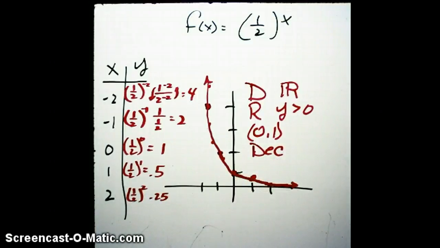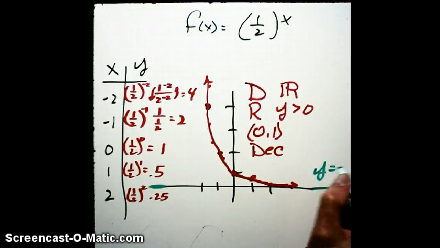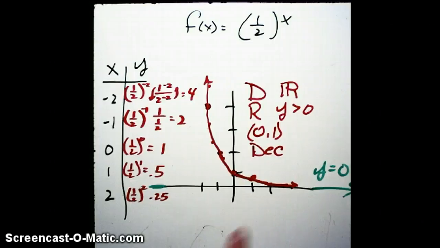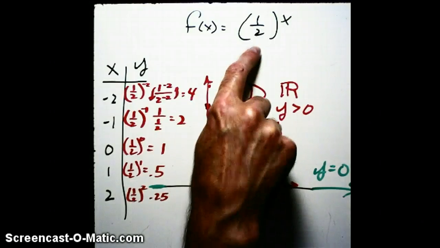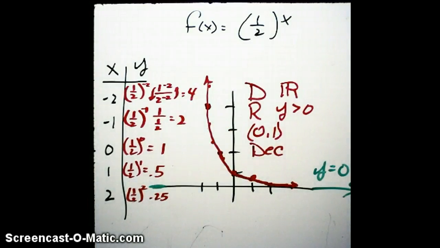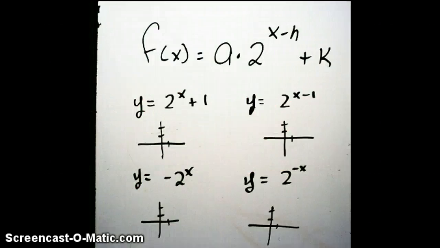And is there an asymptote? Yes, there is an asymptote. Again, it's this line, y is equal to 0. The last one could be called a growth, and this one could be called decay. And the reason why is because its base is less than 1. That's important.